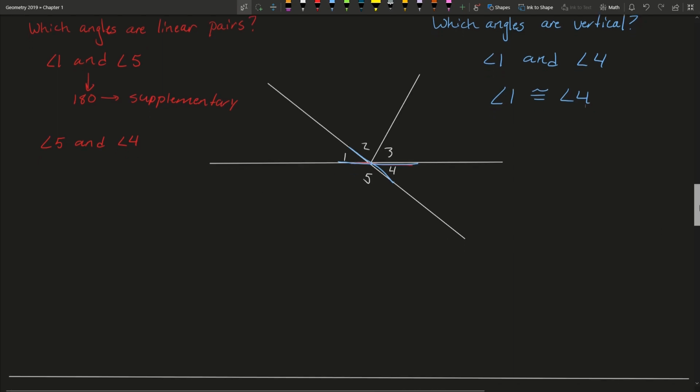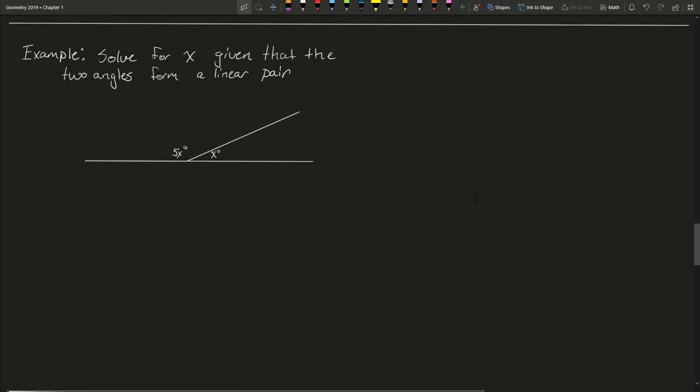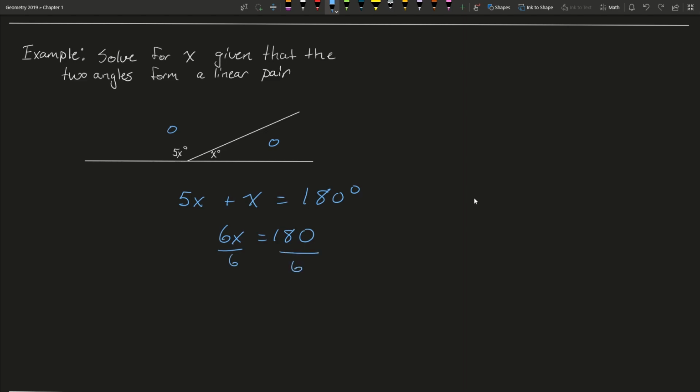Another example involves solving equations. So in this example, we want to solve for x, given that the two angles in the figure below form a linear pair. So we can use what we know about linear pairs in order to solve this. So we know that linear pairs add up to 180 degrees. So this angle plus this angle should equal 180. So 5x plus x should equal 180 degrees. If we combine like terms, we get 6x. Divide both sides by 6. So we get x is equal to 30. And that's our answer.